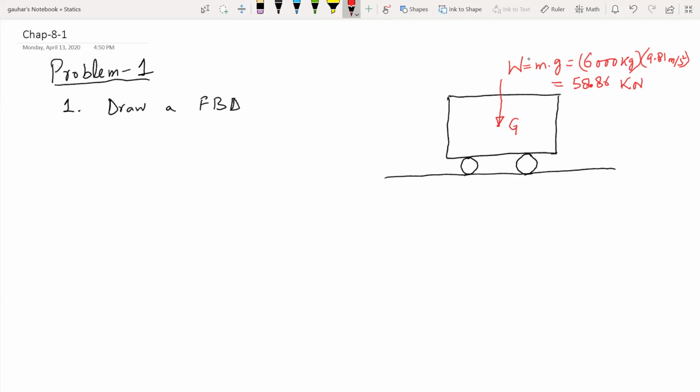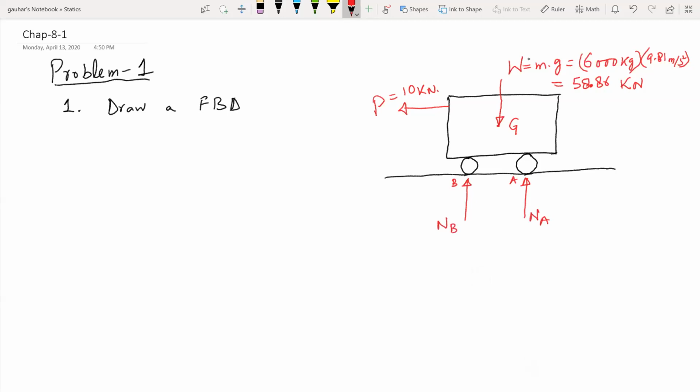Then we have the force P, which is 10 kilonewtons, the force with which this mine car is being pulled towards the negative x direction, right? Now these are the two forces. Now let's talk about the wheels. We know there's some normal force. This is point B, this is point A. So we have two normal forces, let's say N sub A and N sub B.